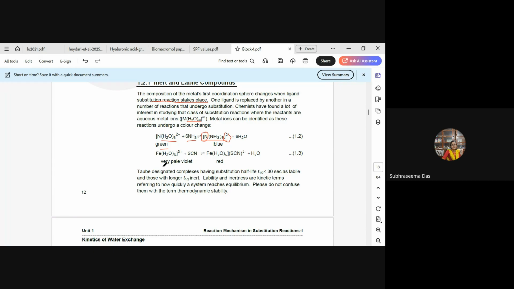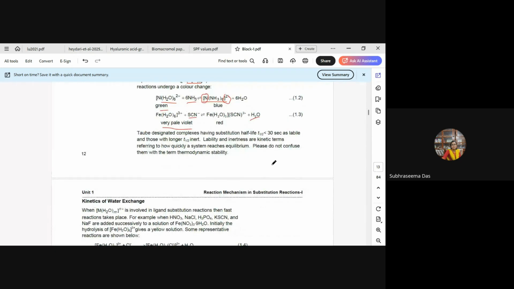So here it is very pale violet in color. If we add a thiocyanate ion, that is SCN⁻, then what happens here is one H2O is replaced from the Fe, that is [Fe(H2O)6]. One H2O is replaced and one SCN⁻ goes into the sphere. So this is how the substitution reaction takes place in inorganic complexes.